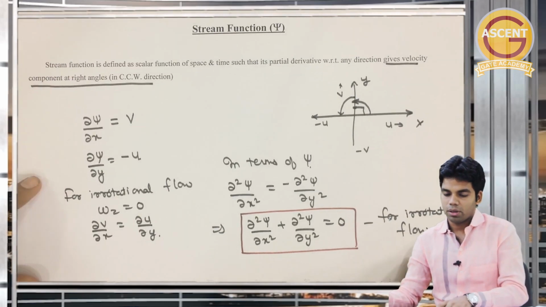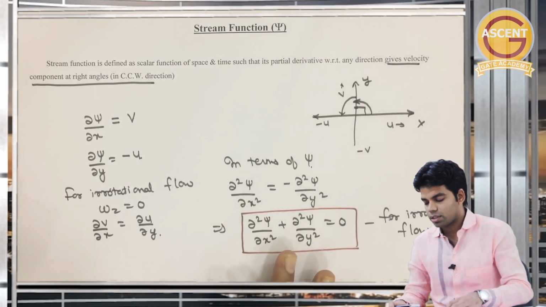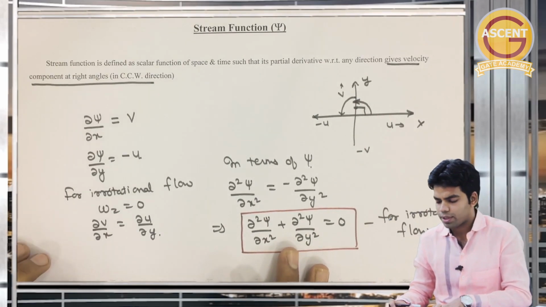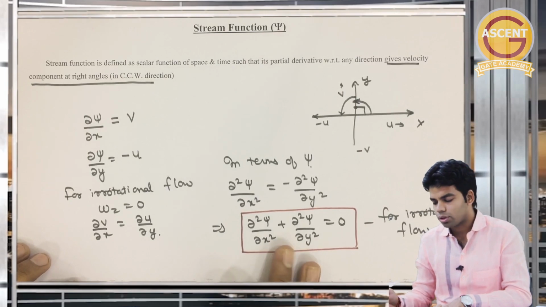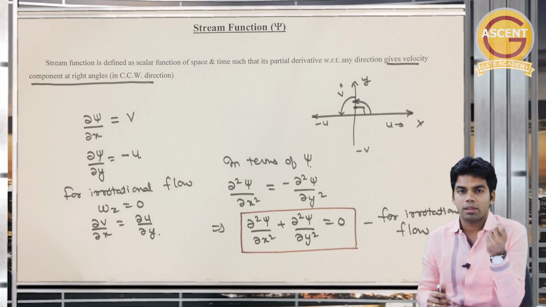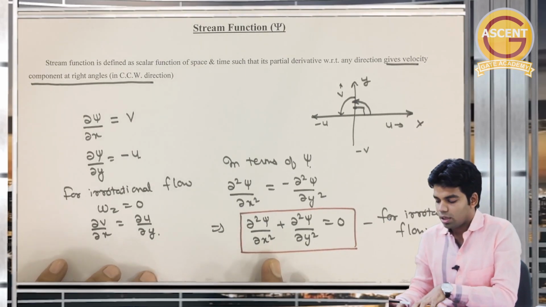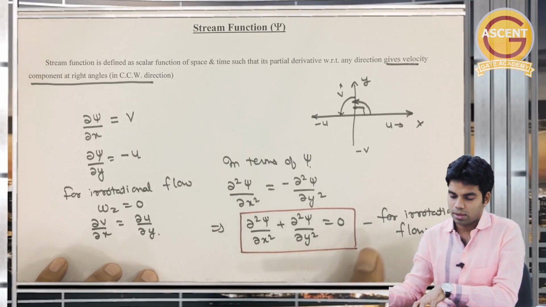Getting this? Okay, now if this equation is satisfied, the flow is irrotational, and if this equation is not satisfied, the flow is rotational. That means if the stream function is given and you have to determine whether the flow is irrotational or rotational, just check with this equation.